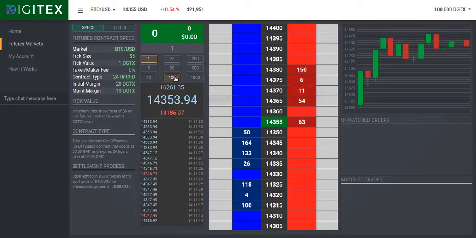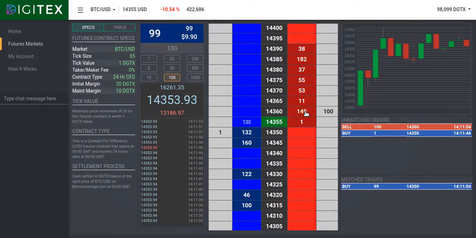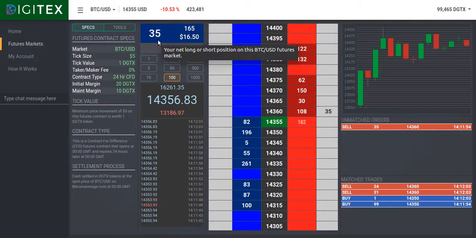To place a trade, you simply select the number of futures contracts that you want to buy or sell. If you want to buy, you click to the left side of the price that you want to buy at. So here you can see I'll try to buy 100 futures contracts at 14,350, and to place a sell order, you click to the right side of the price that you want to sell at. Here you can see I'm trying to sell at 14,360.